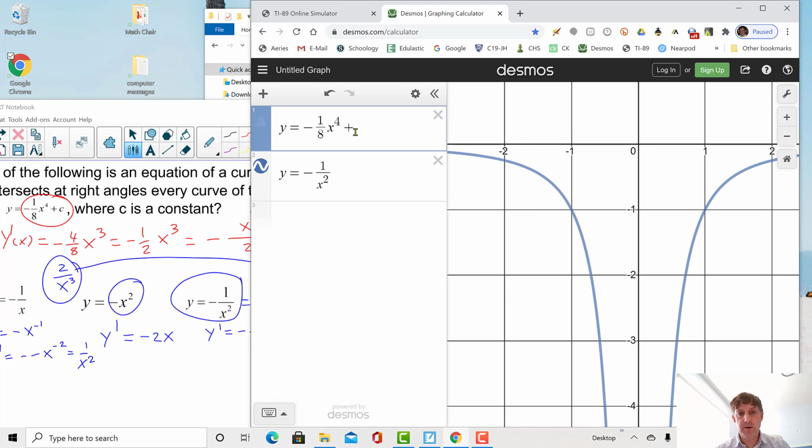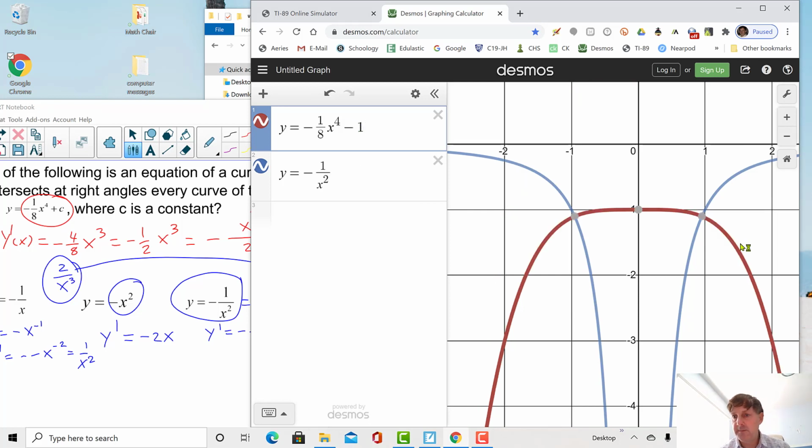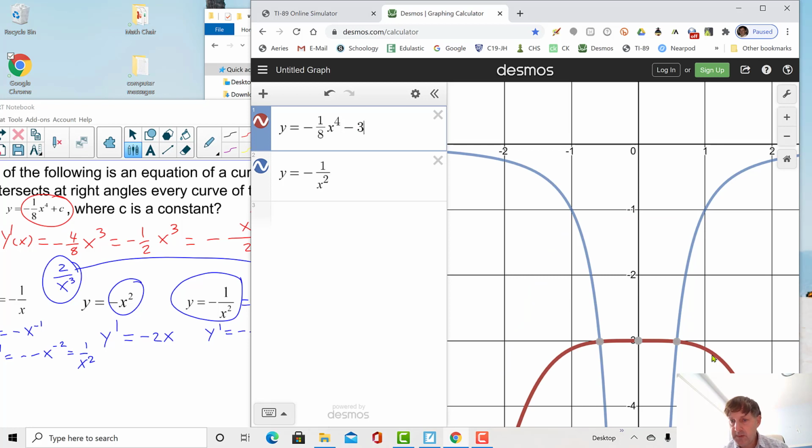Let's put plus 1. Still looks like it's perpendicular where it intersects. Let's try minus 1 just to see what it looks like. Yes, it still looks perpendicular at the point of intersection. How about minus 3? Yes, it still looks perpendicular at the point of intersection.